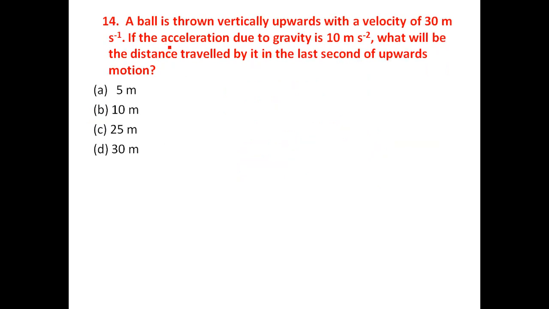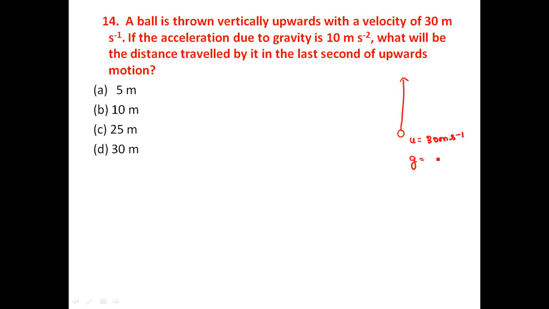Moving on to question 14. The ball is thrown vertically upwards with the velocity of 30 meter per second. This time the ball is again moving vertically upwards. How much is the velocity of it? 30 meter per second.